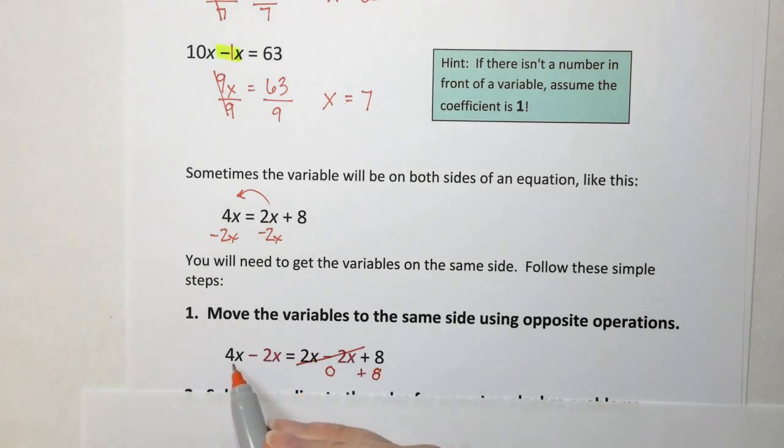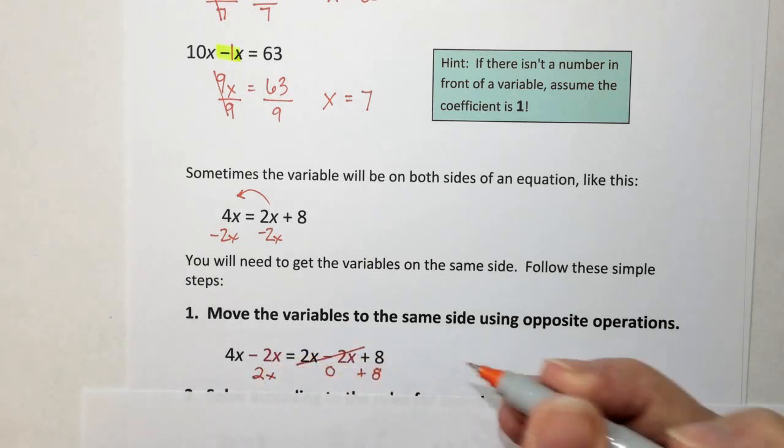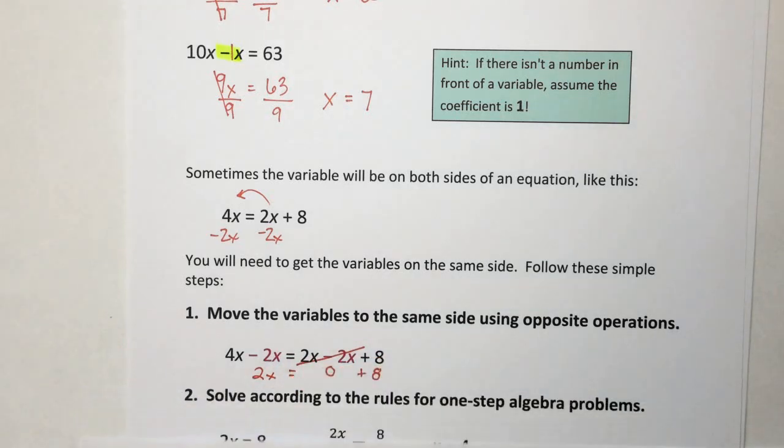On the left, 4x minus 2x. This is where you're combining your terms. That leaves me with 2x. All right, so we're not quite done. Then you're going to solve according to the rules for one-step algebra problems. You've got 2x on the left, and over here you have just 0 plus 8, which is 8. 2x equals 8 should be easy for you to solve at this point.